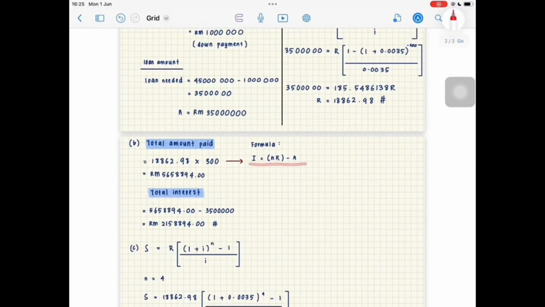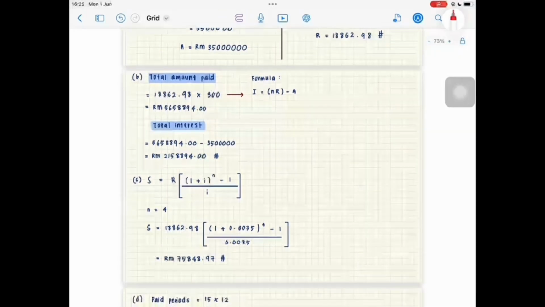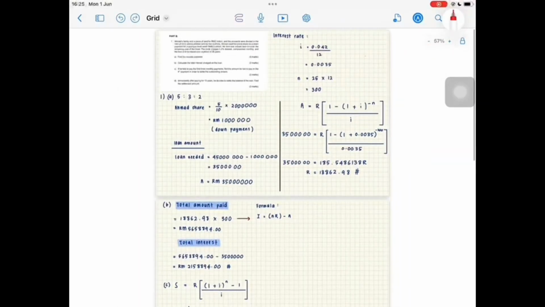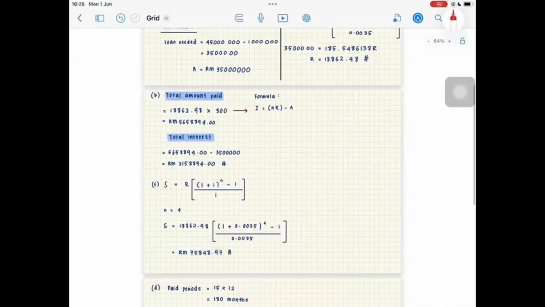Moving on to the next question, which is to calculate the total interest charge on the loan. I use this formula. Firstly, I do n multiplied with r, and I got this one. Then I minus it with A, and I got this answer. That is how we find it. Then we do part C: if he fails to pay the first three monthly payments, find the amount he has to pay on the fourth payment in order to settle the outstanding arrears. So we can use this formula, since the amount S is already given in the question, which is 4. Then we can just fill in all the information we got, and this is the answer.